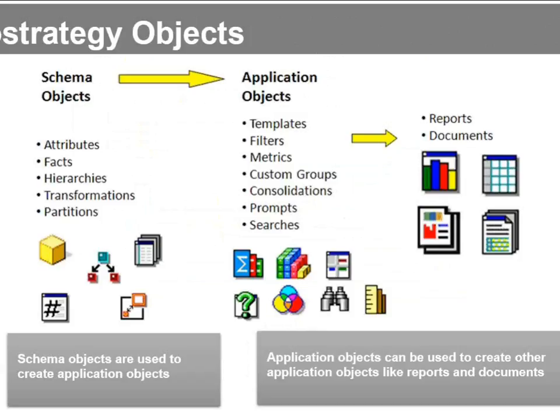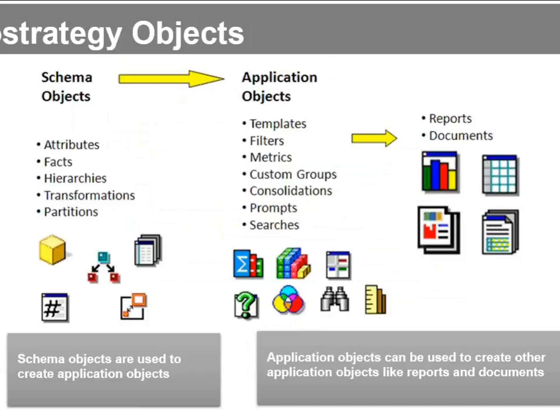Whenever you work on a project, the first thing that you have to design, you have to do with the schema objects. Once you're done with the schema objects, on top of that, you're going to create the application objects like filters, metrics, custom groups, consolidations, and so on. Only once the schema objects are defined can you create the application objects. Application objects are always going to use the schema objects, and they are not directly mapped with the tables and columns, but indirectly via schema objects.